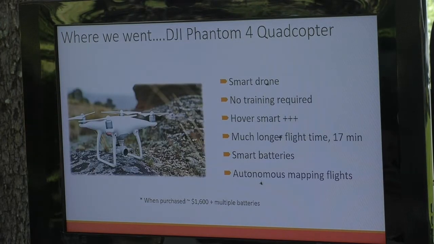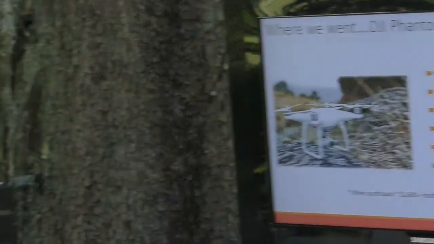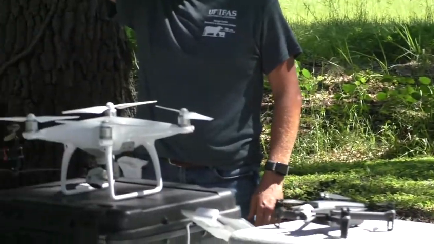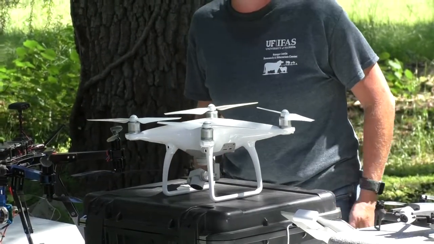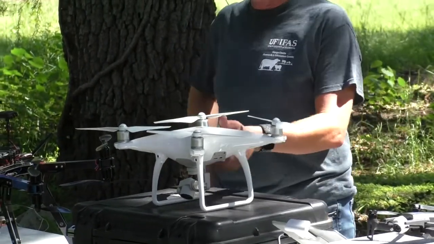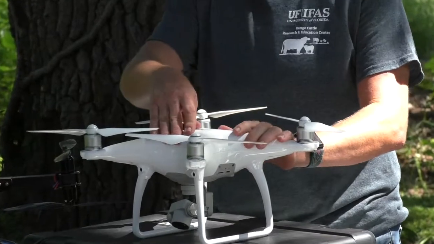So then we went up to a DJI, which is one of the biggest brands. It's called a Phantom 4 quadcopter. It's what they call a smart drone, so it can hover smart. If I launch it and take my hands off the controllers, it's just going to stay where it is. It can do about 15 to 17 minutes. The batteries are way more stable and friendly.